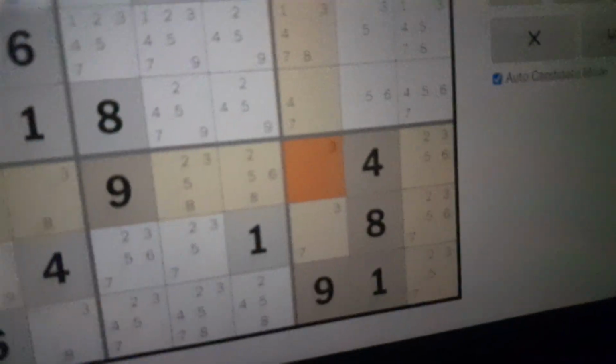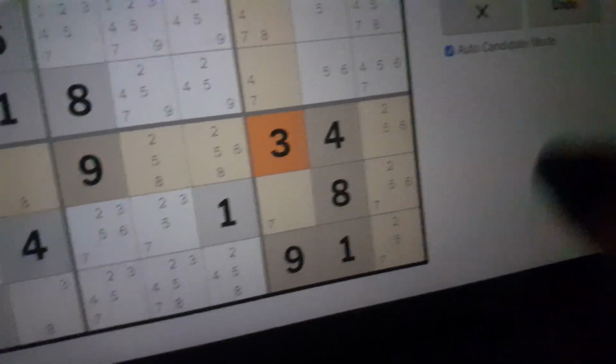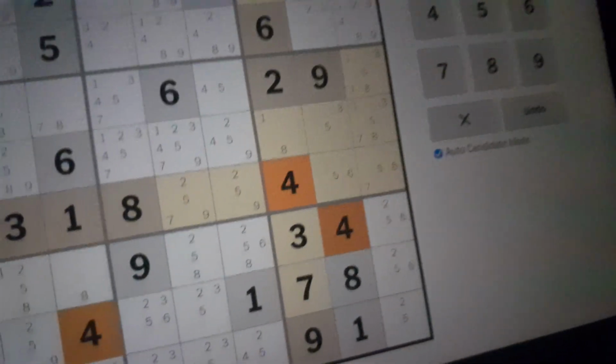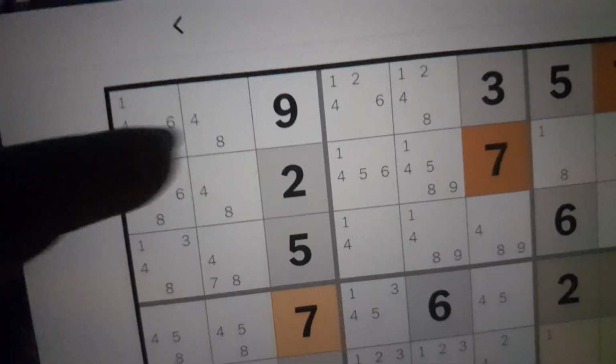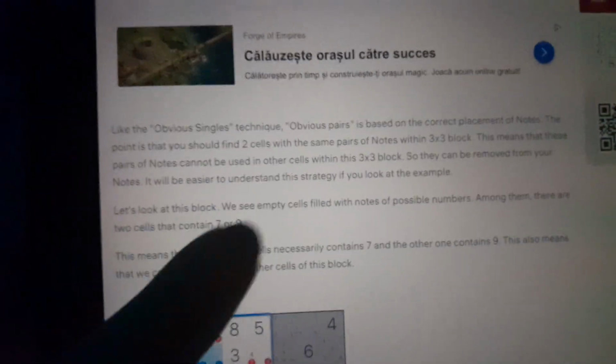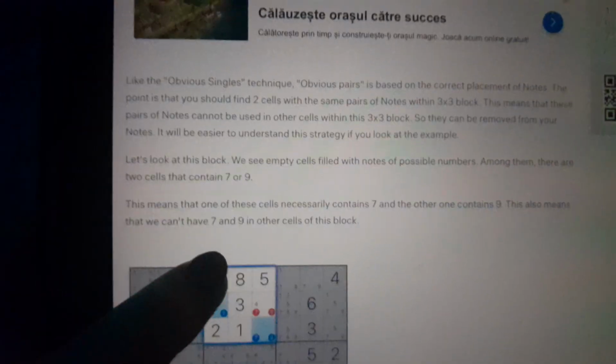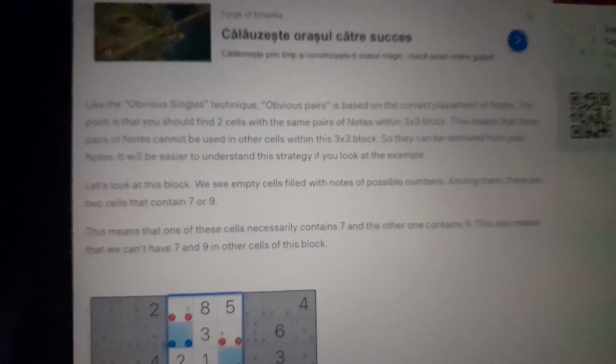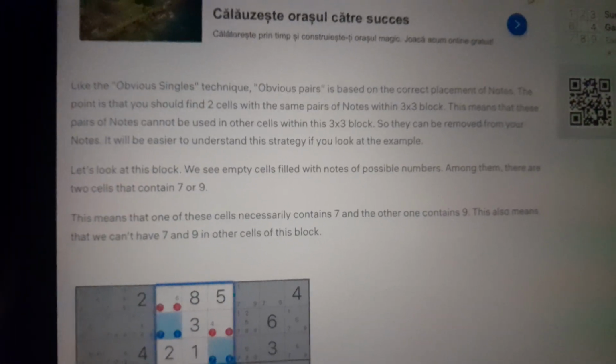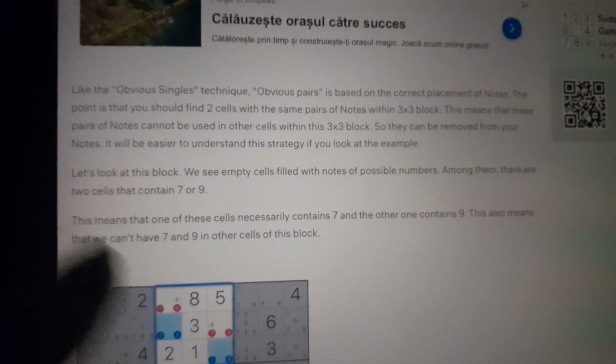Now, I could probably show you how obvious pairs works in the hard Sudoku. Here we're already starting off with obvious singles, which is pretty good for us. Okay, yeah. So if we look at this block here, we can use obvious pairs, which is kind of like obvious singles. The point is that you should find 2 cells with the same pairs of notes within a 3x3 block. This means that these pairs of notes cannot be used in other cells within this 3x3 block, so they can be removed from your notes.